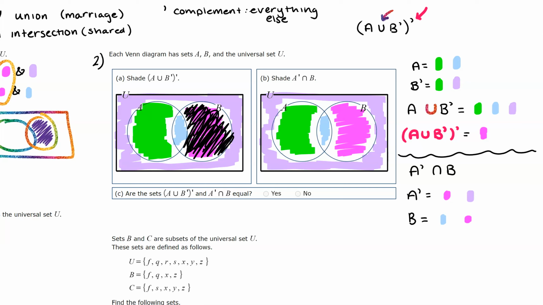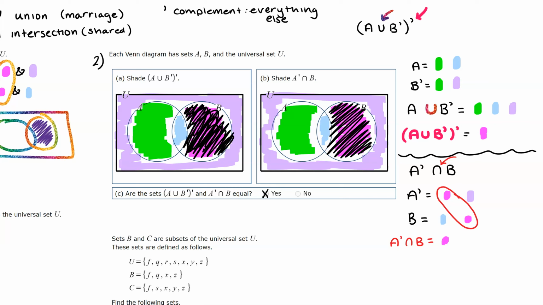And now we want to take the intersection of those. So intersection is what they have in common. So the only thing they have in common is pink. So A complement intersect B is just pink. So if I'm shading it, it would just be shaded here. Huh, interesting. Are these sets equal? Yeah, because they ended up with the same stuff, that pink room. So yes, they are equal.